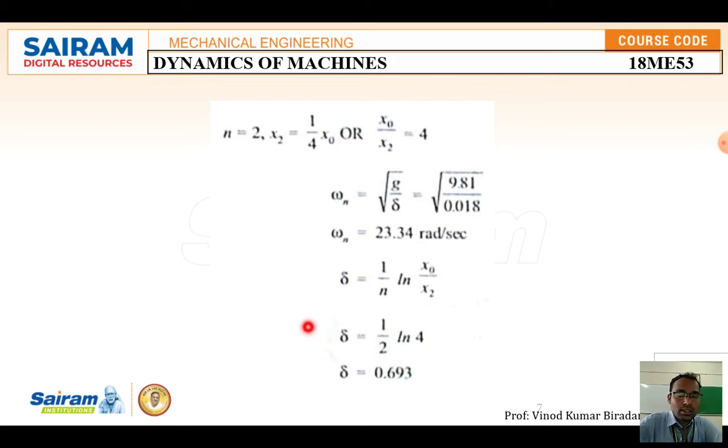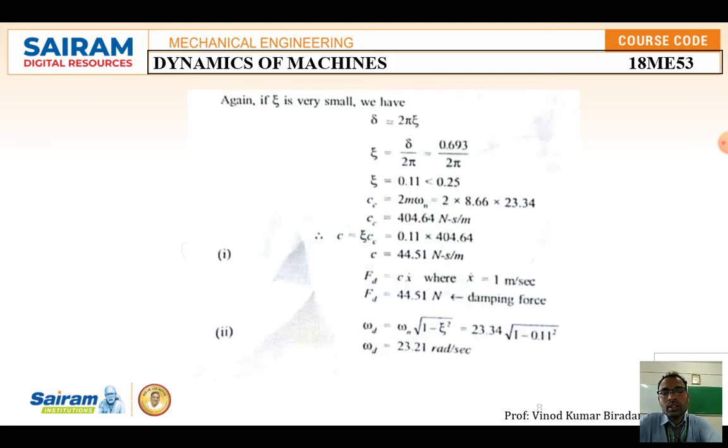Here the static deflection is denoted by delta, and the logarithmic decrement is also denoted by delta, so don't get confused. That symbol is different, otherwise you can write it out like this. Also, no problem if you are confused. Omega n is equal to 23.34 and delta is equal to 0.693.